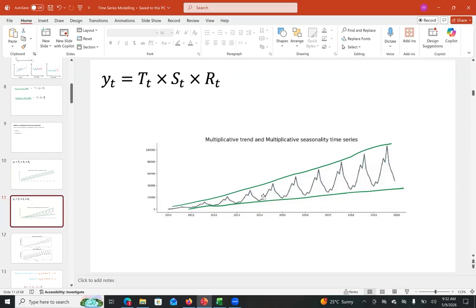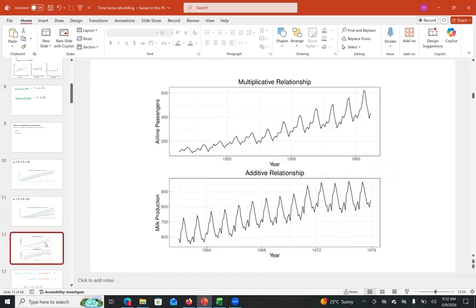That's why I was telling you, practically what we do is we try both. We try assuming that it is an additive one and solve the time series, then we try assuming it is a multiplicative one, solve the time series, and see which one is giving us the best accuracy. Next is the same example. The above one is a multiplicative one and the below one is an additive one.